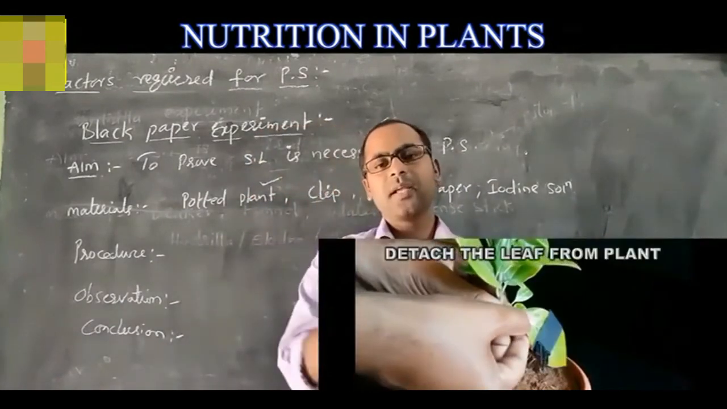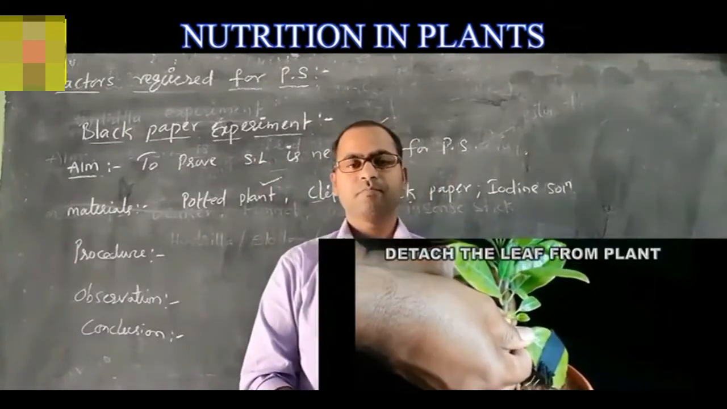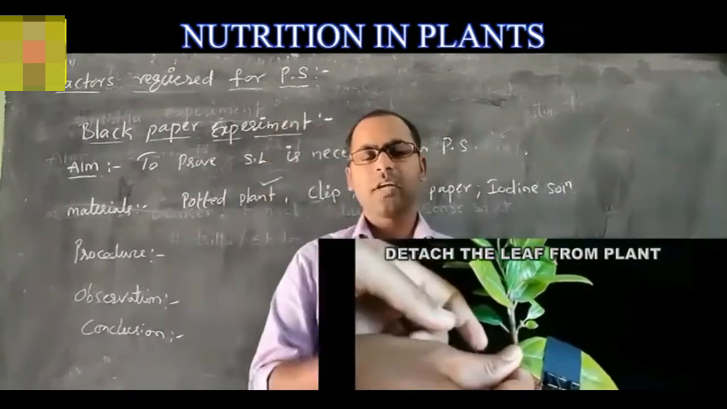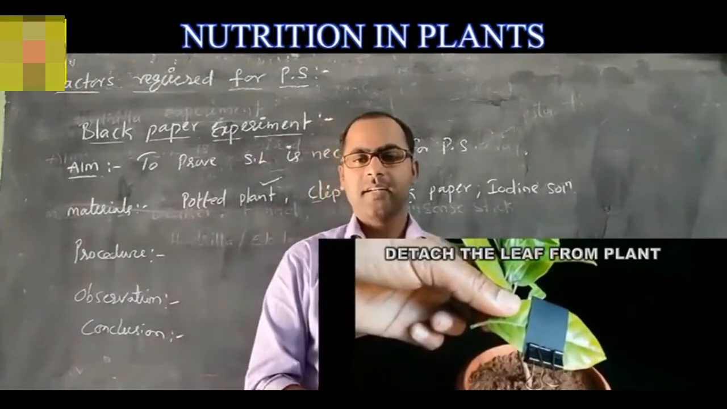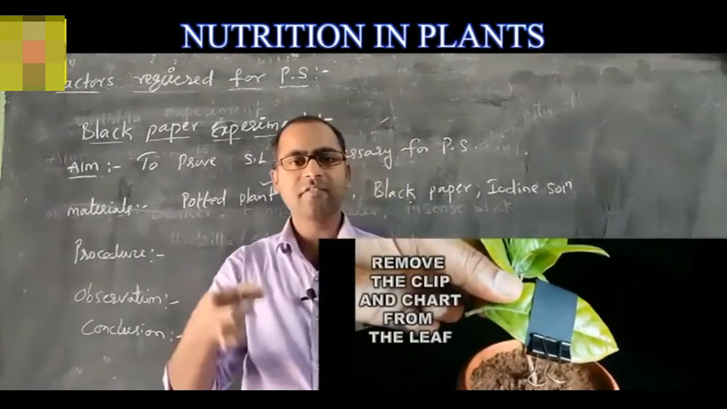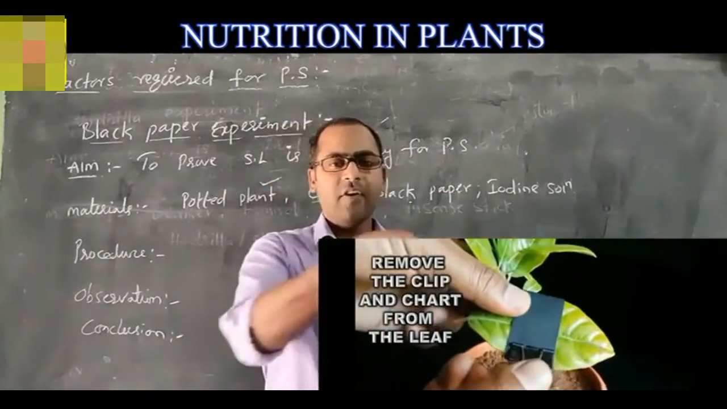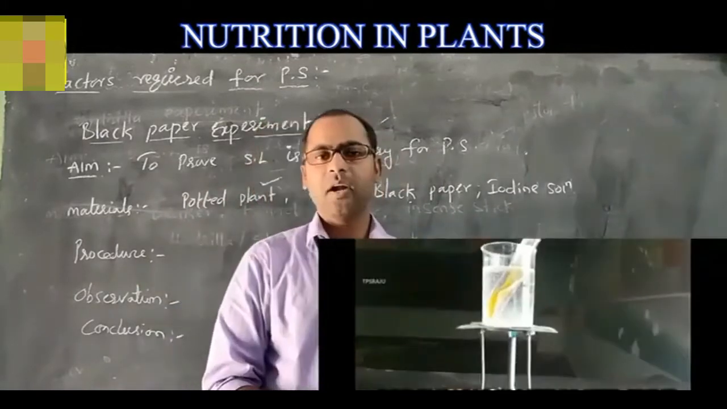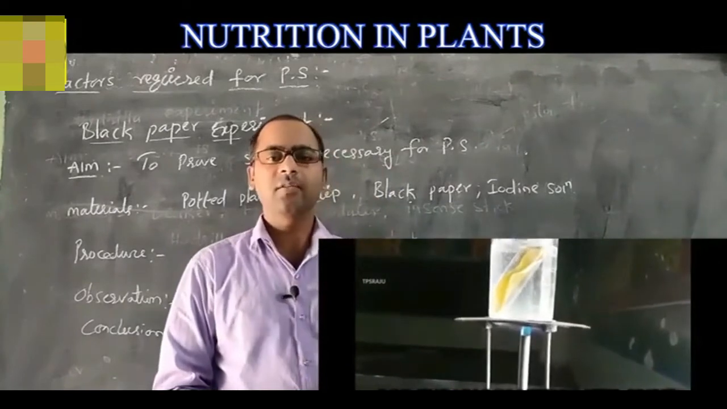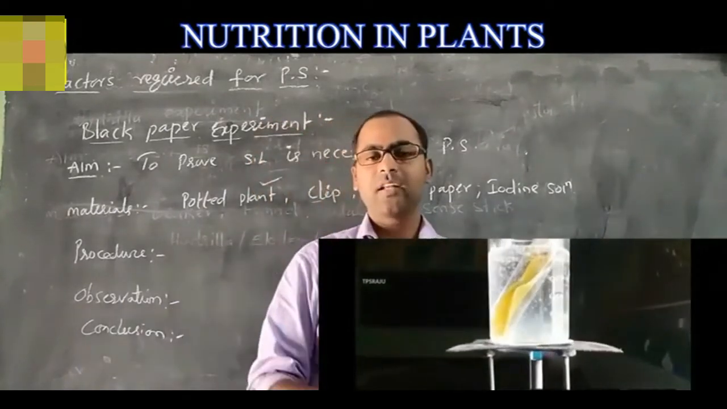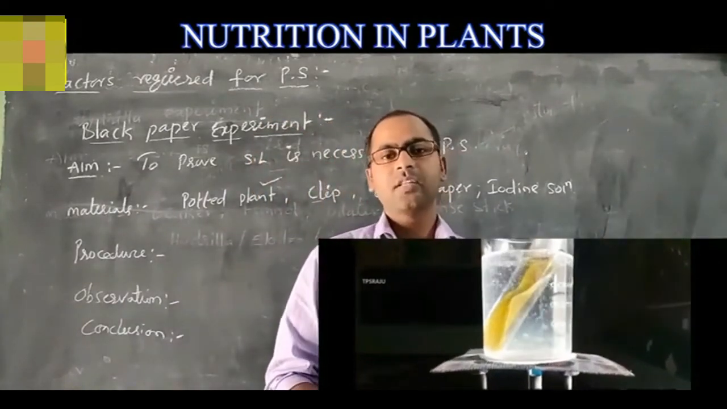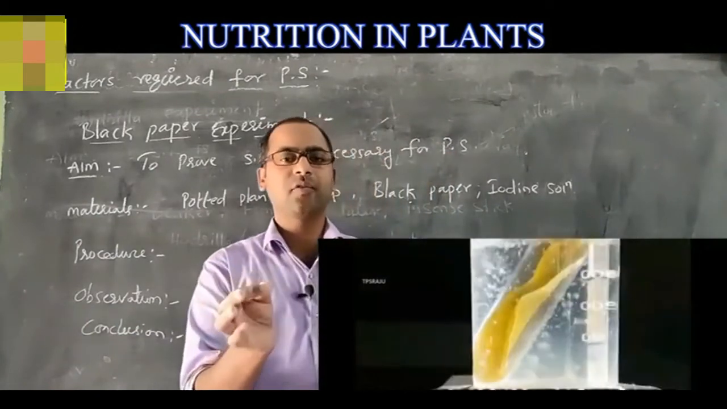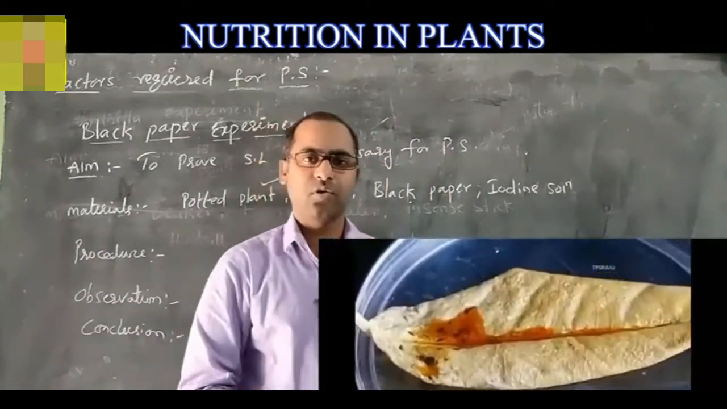Then let us place the whole plant in sunlight for 2 to 3 days. After that, detach the leaf from the plant and remove the black paper, and it should be boiled in methylated spirit to become a pale white colored leaf. Then it should be tested for starch by using iodine solution.